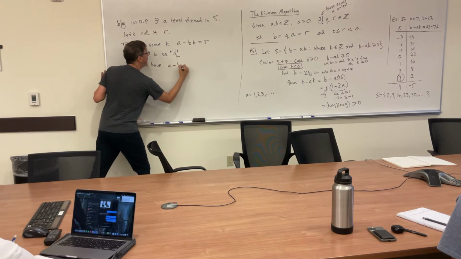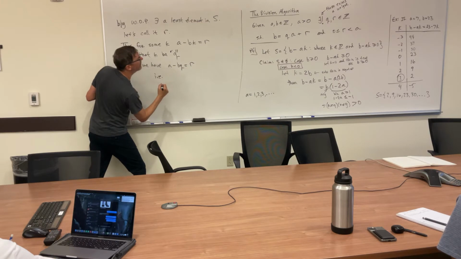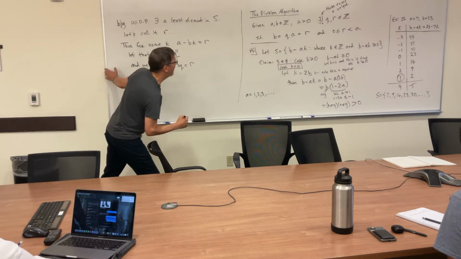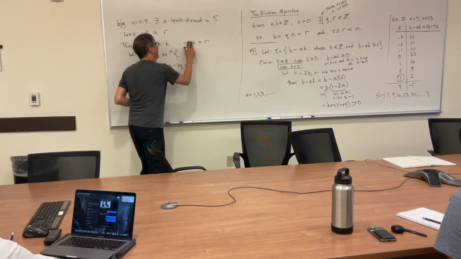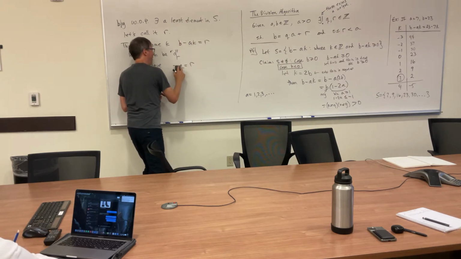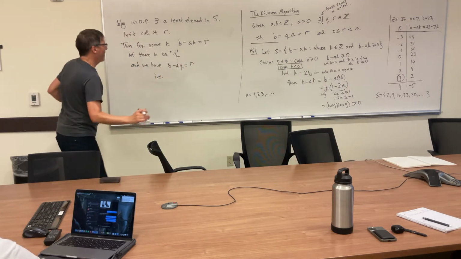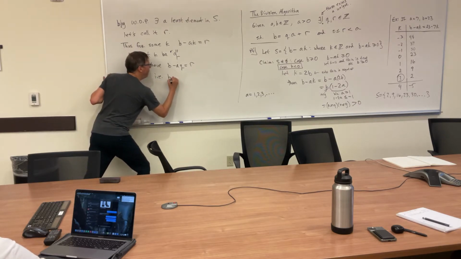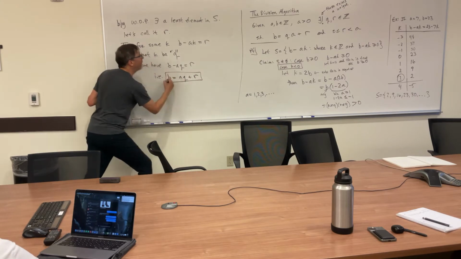A minus BQ is equal to that R, i.e. good old division algorithm. Oh, it's backwards, isn't it? Sorry, I wrote this backwards. Okay, it's all good. B minus AK, sorry. B minus AK. Just trying to keep my letters straight. So i.e. B is equal to AQ plus R. So that's the first part of this.